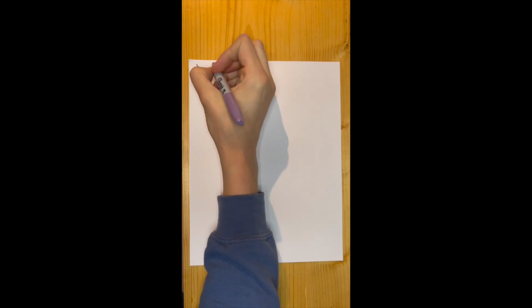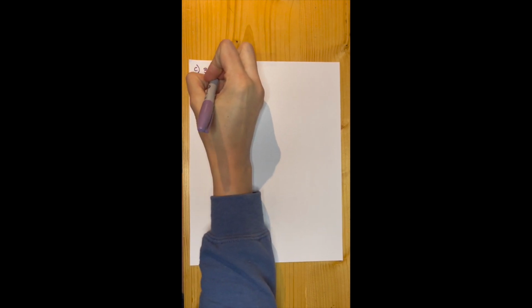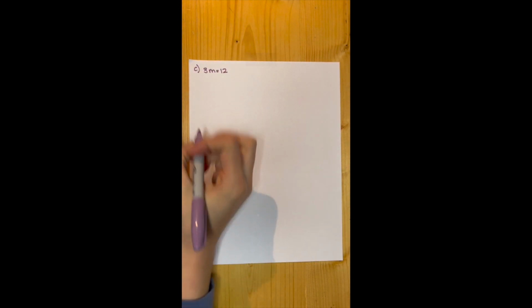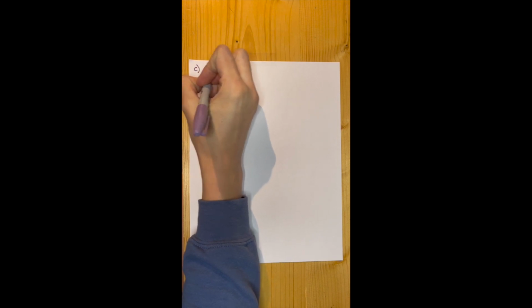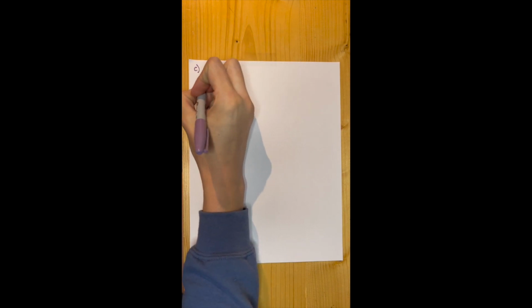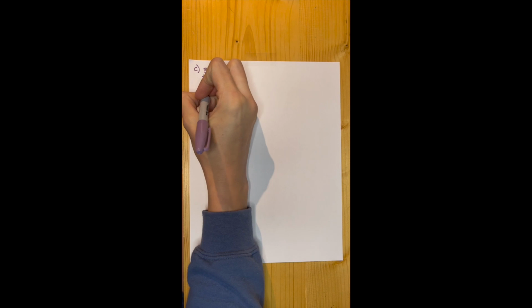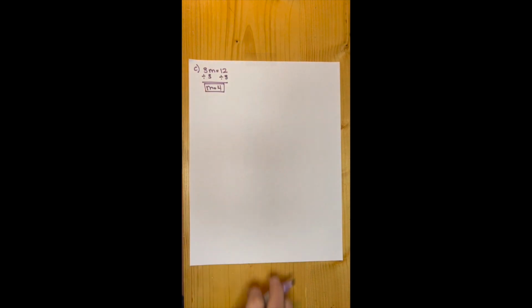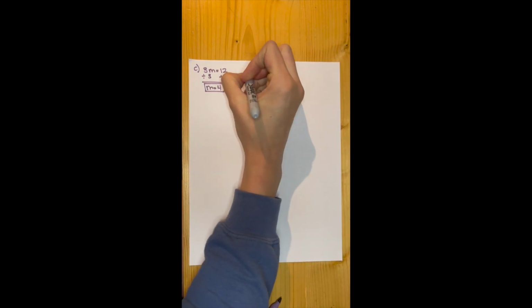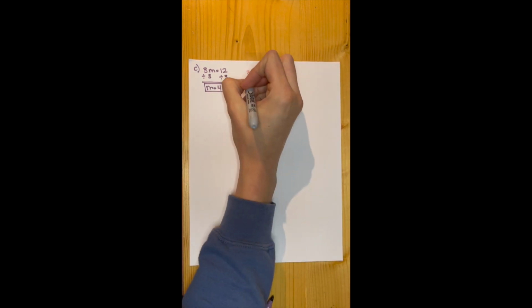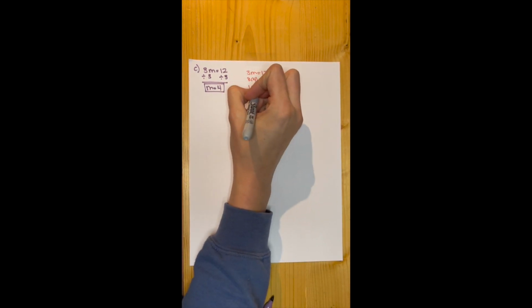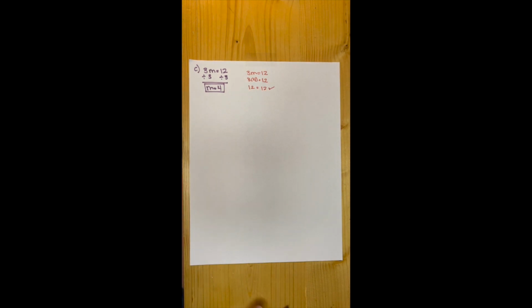For letter C, we're going to be looking at one that involves multiplication. So we have 3m equals 12. We know that if a number is written right next to a variable, they're multiplied, so we have to do the opposite operation. We divide both sides by 3. We get m equals 4. Now let's look at this check. 3m equals 12, 3 times 4, we get 12 equals 12, check.